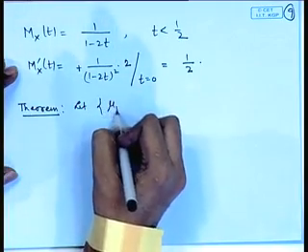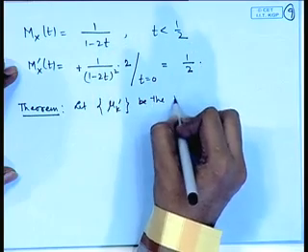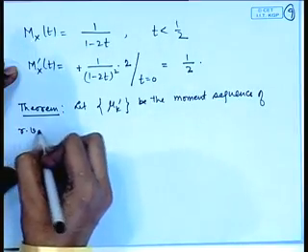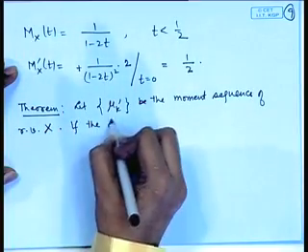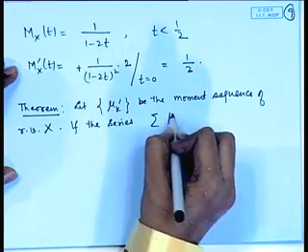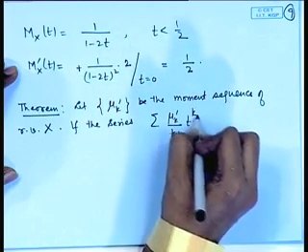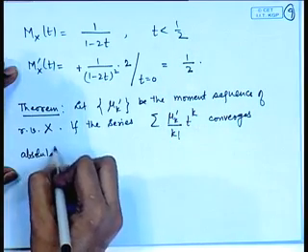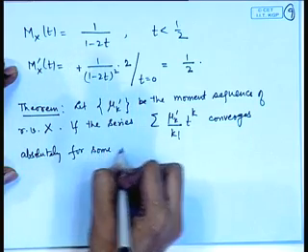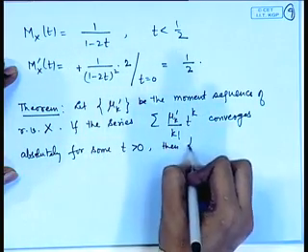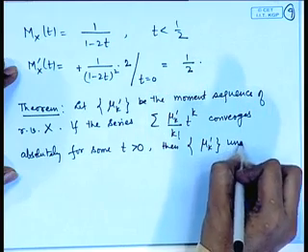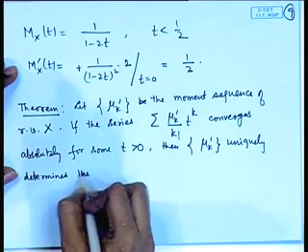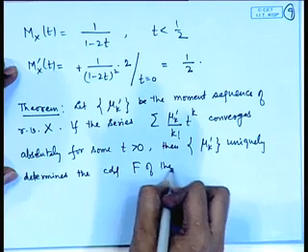Let mu k prime be the moment sequence of random variable X. If the series sigma mu k prime by k factorial t to the power k converges absolutely for some t greater than 0, then mu k prime uniquely determines the CDF F of the random variable X.